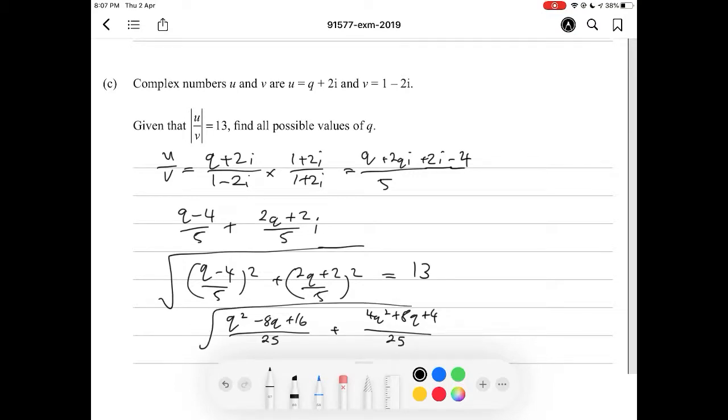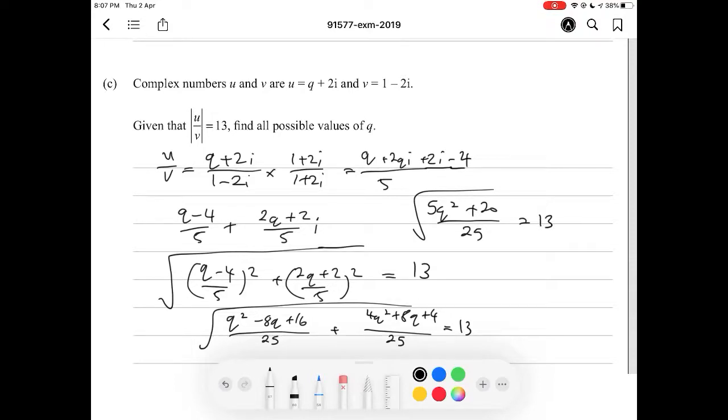And we take the square root of this. And that should give us 13. Right, so q squared plus 4q squared, that's 5q squared. Negative 8q plus 8q, that's 0. So we can just get rid of that. So 16 plus 4 is 20 over 25, square root equals 13.